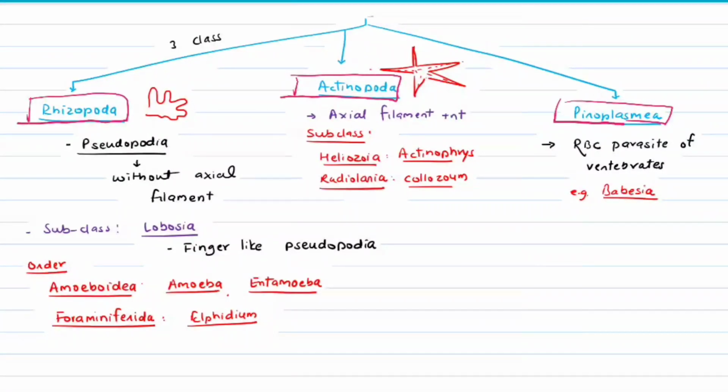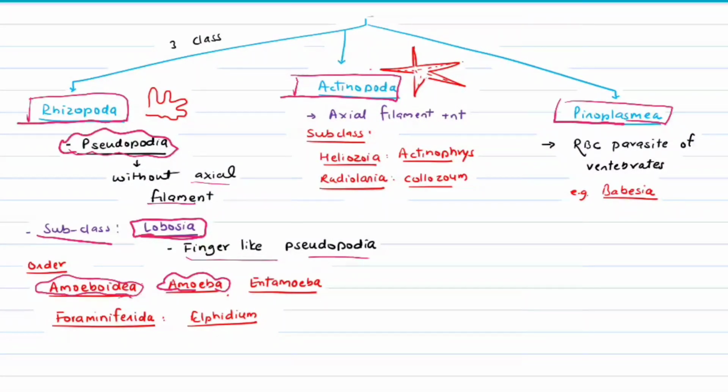In Rhizopoda, locomotion is done by pseudopodia, without axial filaments, there are no axial filaments in it, and it also has the subclass Lobosia. In Lobosia, finger-like pseudopodia are present, like in amoeba. Amoeba's order is Amoebida, as the name suggests, and the second order is Foraminifera, which includes the example Elphidium.